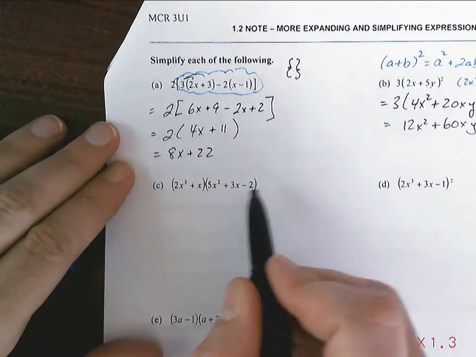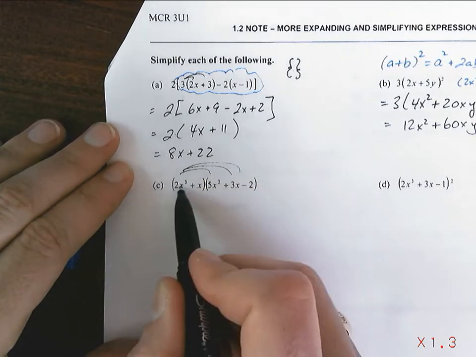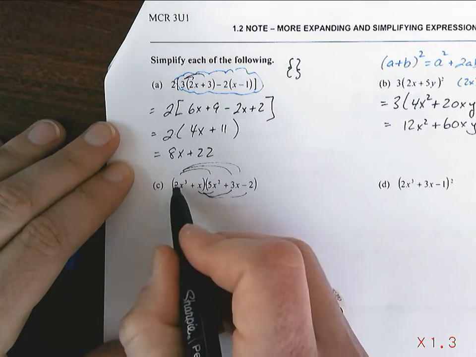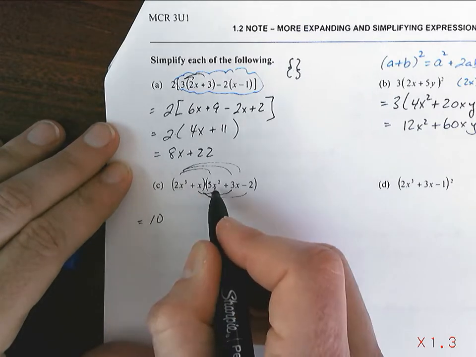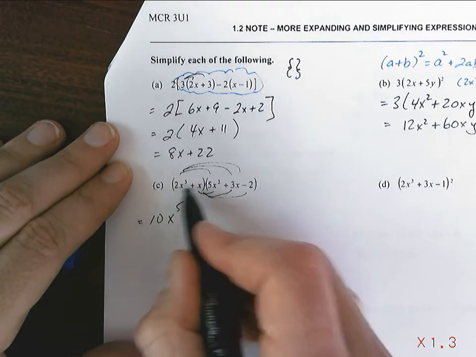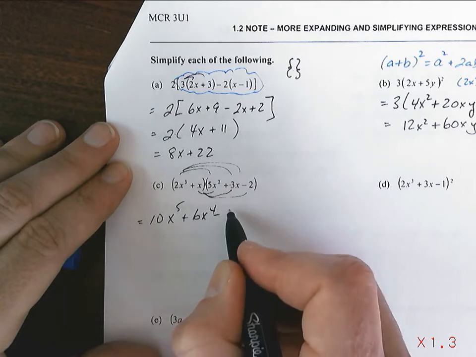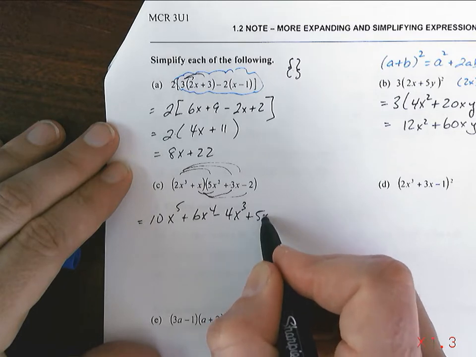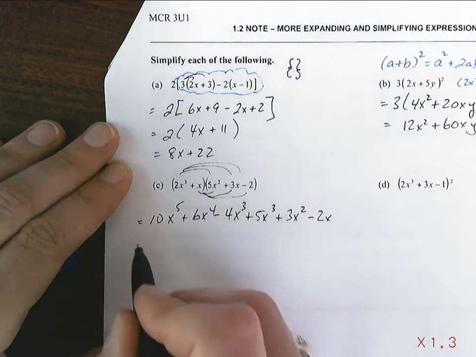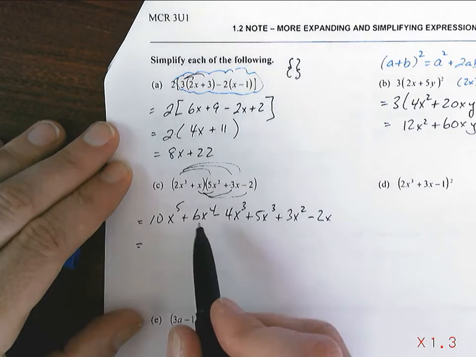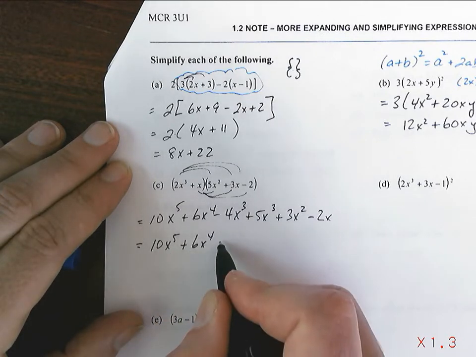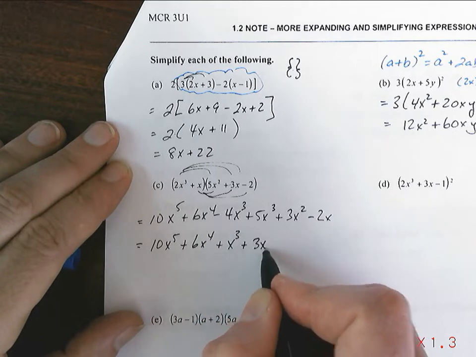Over here, we have a binomial times a trinomial. So we're going to expand this term into each of those 3, and this term into each of those 3. So it's going to be 2 times 5, which is 10, x cubed times x squared, so that you add the exponents when the bases are the same and you're multiplying. We add the exponents, so it's x to the 5. It's going to be plus 6x to the 4 minus 4x cubed plus 5x cubed plus 3x squared minus 2x. Collecting like terms, there are no other x to the 5s, no other x to the 4s, I do have x cubeds here, so 10x to the 5 plus 6x to the 4 plus x cubed plus 3x squared minus 2x.